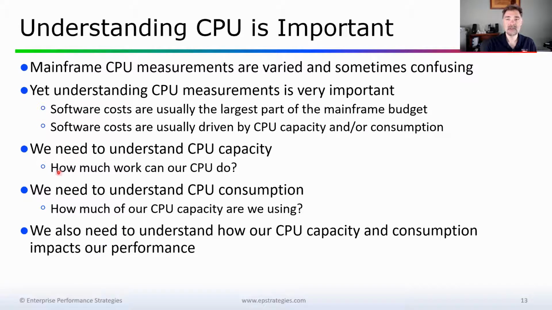So we need to understand how much work our CPU can do, i.e. the CPU capacity, and we need to understand how much of our CPU capacity we're using, i.e. CPU consumption. And we also need to understand how both of those are impacting our performance.